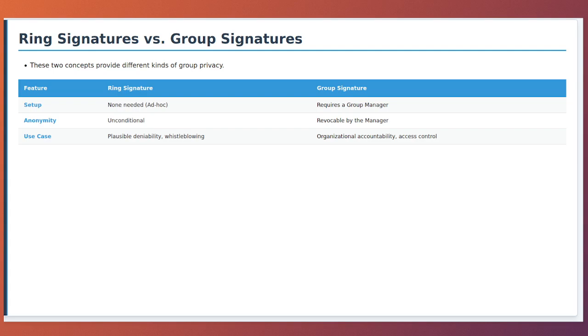As the table on the slide summarizes, you would choose a ring signature for unconditional, ad hoc anonymity, and a group signature when you need managed, revocable anonymity. Ring signatures are for plausible deniability, while group signatures are for managed accountability.